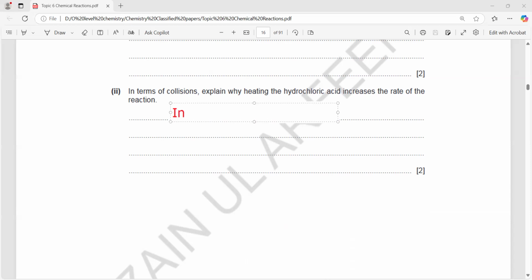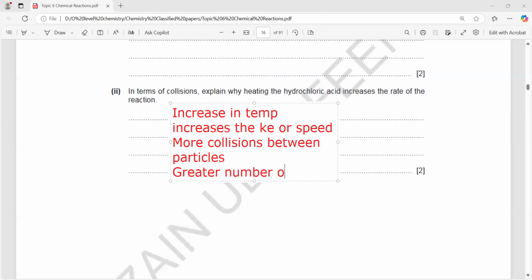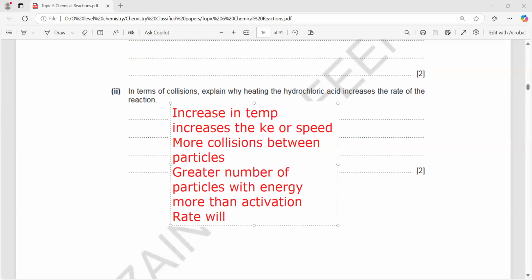Increase temperature, more kinetic energy, particles will move faster. So an increase in temperature increases kinetic energy, or speed, we can say that. The third, more collisions, because kinetic energy and speed are related. If the kinetic energy increases, the speed will also increase. So more collisions between the particles, or the collision frequency increases. Also, there will be a greater number of particles with energy more than activation energy. Activation energy will not change. As a result, the rate will increase.